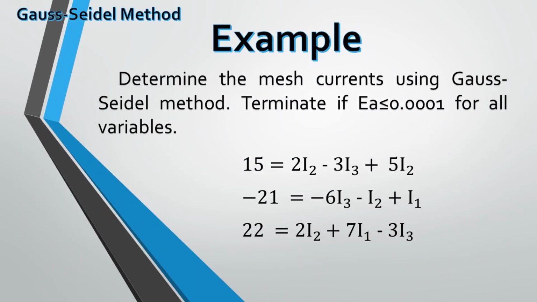Let's try and execute this example on our program. Determine the mesh currents using the Gauss-Seidel method. Terminate if the absolute error is less than or equal to 0.0001 for all variables. The given equations are 15 = 2 I sub 2 minus 3 I sub 3 plus 5 I sub 2. Negative 21 = negative 6 I sub 3 minus I sub 2 plus I sub 1. 22 = 2 I sub 2 plus 7 I sub 1 minus 3 I sub 3.